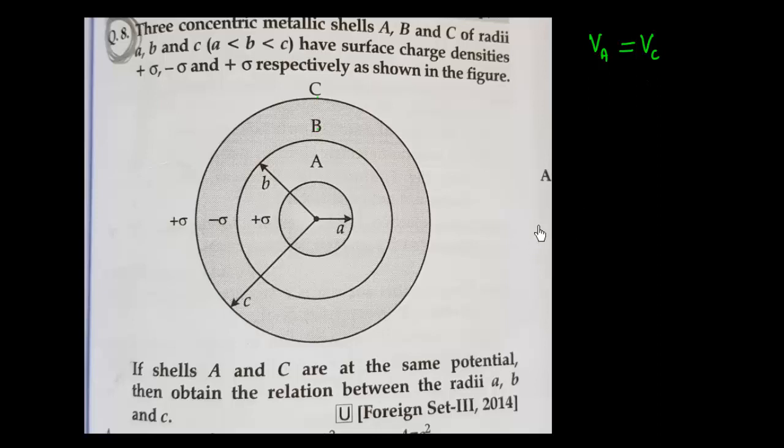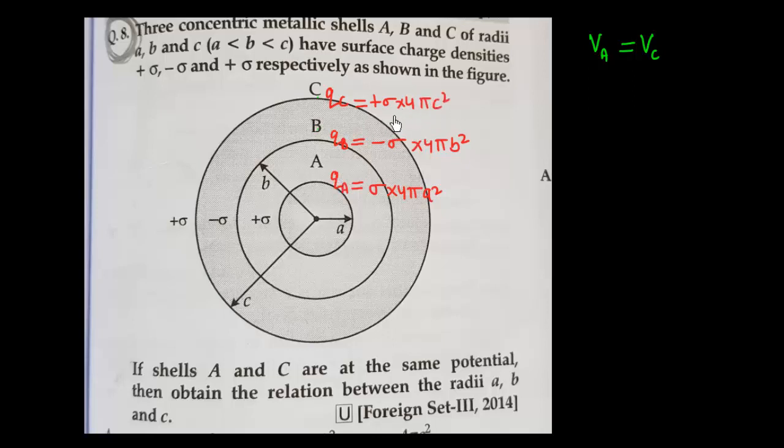Now to find the potentials of A and C, we have to find the charges on shells A, B and C. Let the charge on A be QA, on B be QB, and on C be QC. So QA equals sigma into 4 pi a square, QB is minus sigma into 4 pi b square, and QC is plus sigma into 4 pi c square.